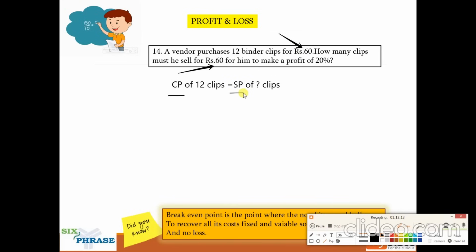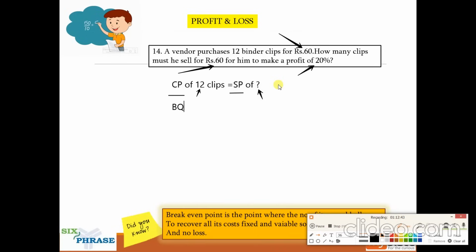The only thing I told you: when the cost and the quantities are different, the reason he gets a profit of 20% is because this and this are unequal. This 12 and this question mark won't be equal. If it is equal, then he won't get a profit. So obviously you have to find it. How do you find it? You know the formula, right? The formula is pretty simple.